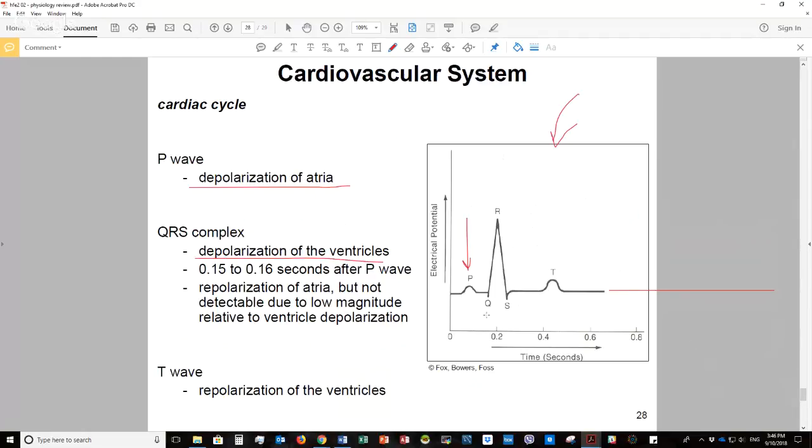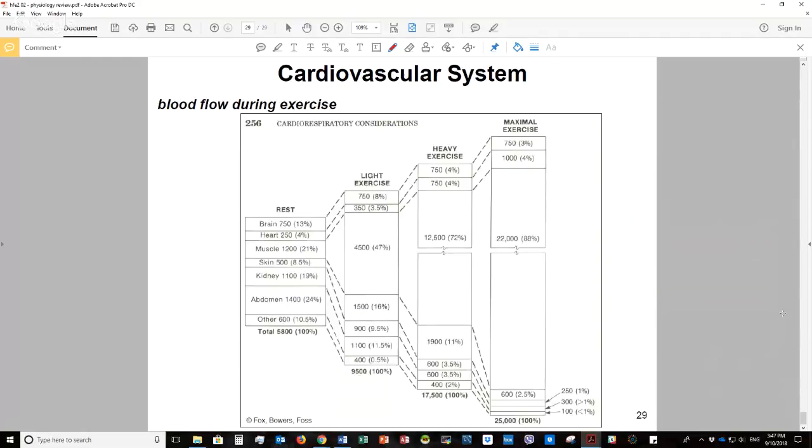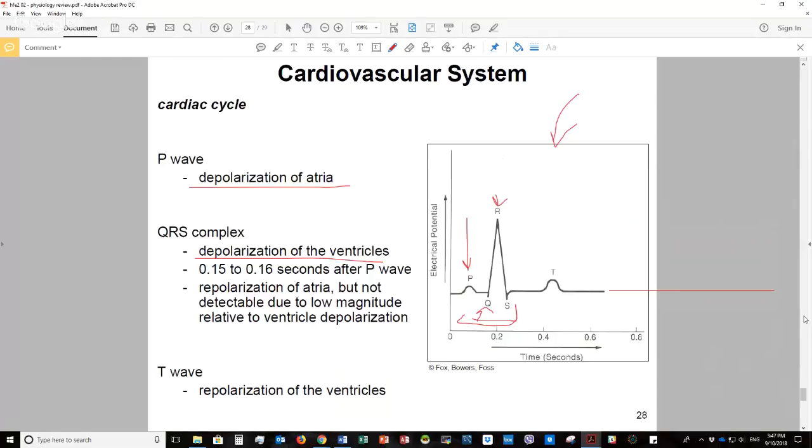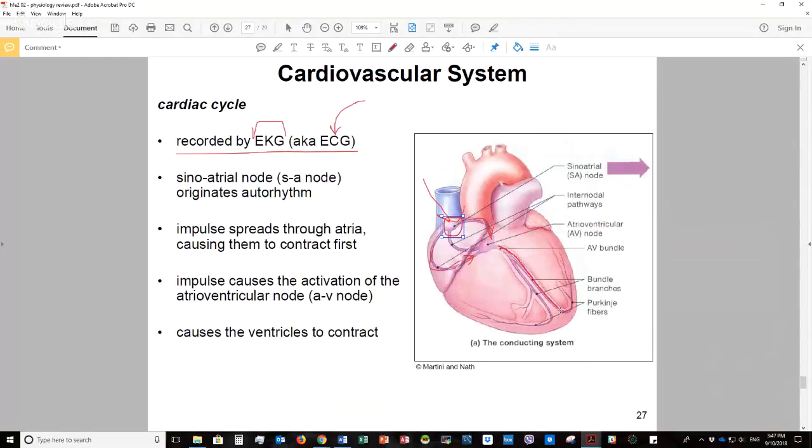So the QRS, that's this whole thing here. This little drop, then a spike up to R, then back down to S. So that is depolarization. That's the big thing, right? That's what you're wanting to happen, is for those pumps to go. So that represents it reaching down here and depolarizing the ventricles, meaning it's going to stimulate them to pump.